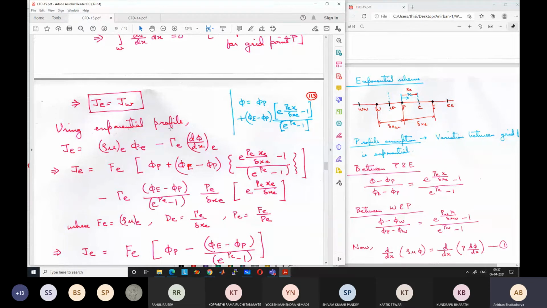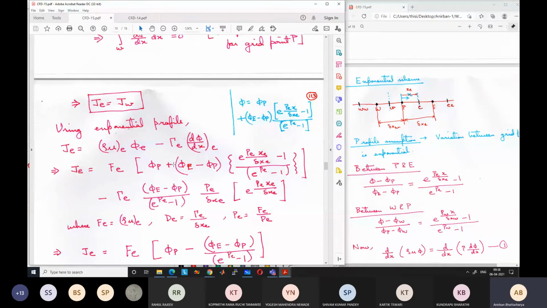So rho u is Fe. Rho u is defined as the advective strength F at the east interface. This is Fe multiplied by this term with x equal to xe, which is phi p plus phi minus phi p. When you derive it by hand, you will see that this is not difficult. This is just some simple algebraic calculation. It looks like big terms because the terms are actually big, but the calculation is very simple.